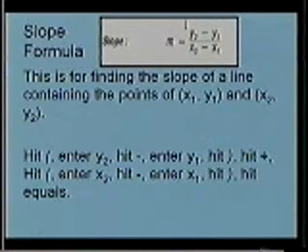Slope formula. This is for finding the slope of a line containing the points of x1, y1, and x2, y2. Hit open parenthesis, enter y2, hit minus, enter y1, hit close parenthesis. Hit divided, hit open parenthesis, enter x2, hit minus, enter x1, hit close parenthesis, and hit equals.